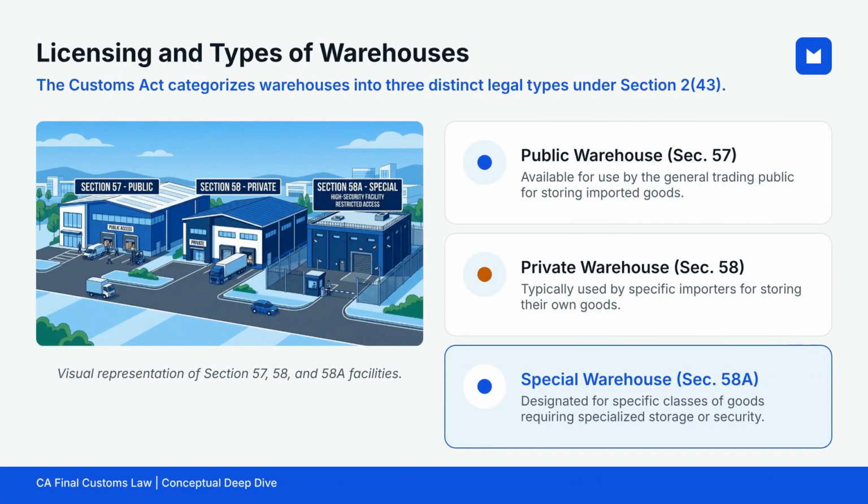leaving the country. The Customs Act recognizes 3 categories of warehouses. A public warehouse, licensed under Section 57, is available for use by the general trading community. A private warehouse, licensed under Section 58, is generally used by a specific importer to store their own imported goods. A special warehouse, licensed under Section 58A, is designed for particular classes of goods requiring enhanced security or specialized storage conditions. Understanding these categories is important because warehousing affects the timing of customs duty payment and plays a significant role in import planning, logistics management, and duty deferment mechanisms.